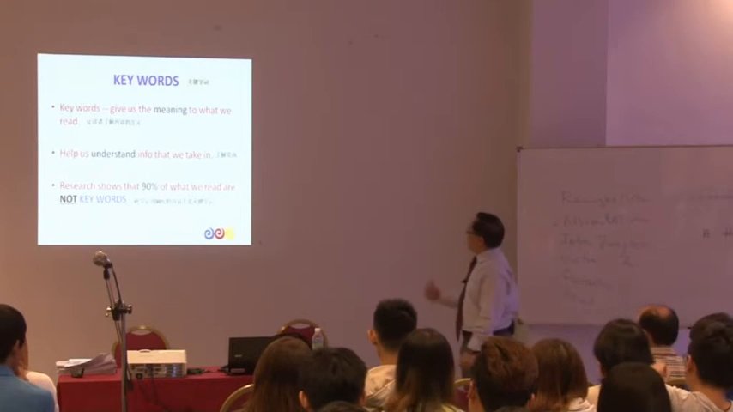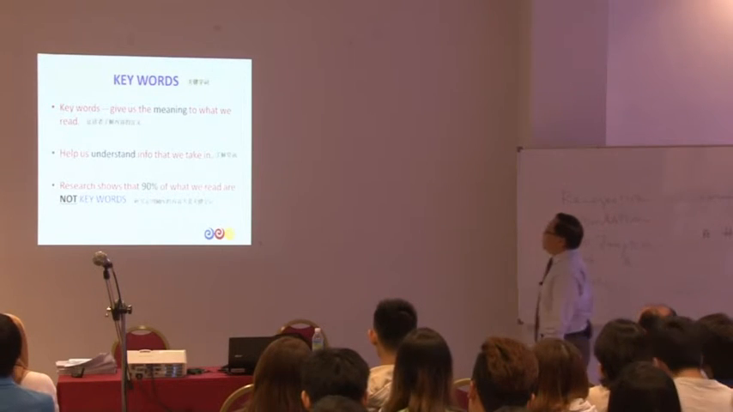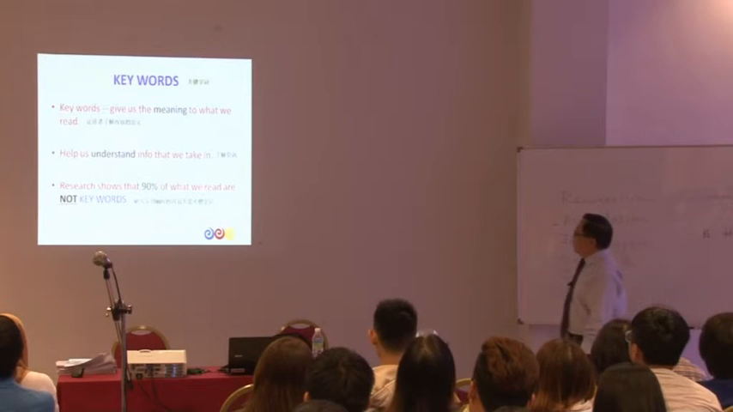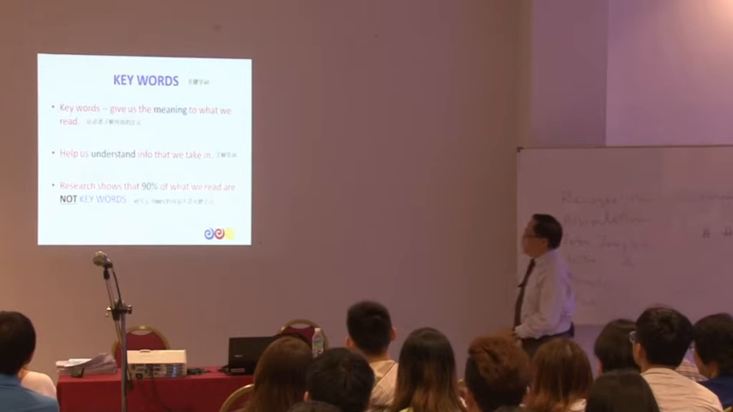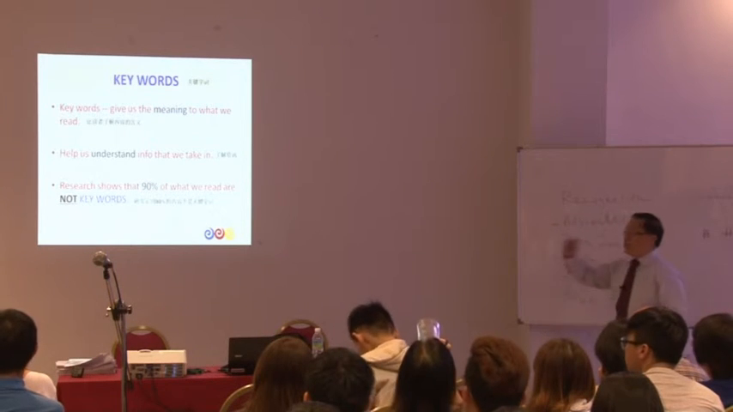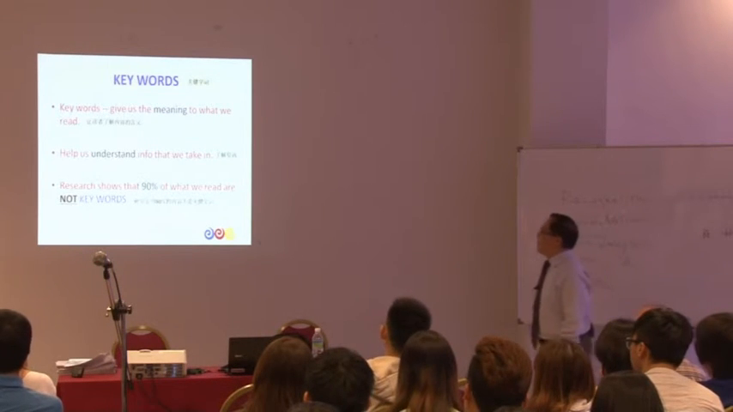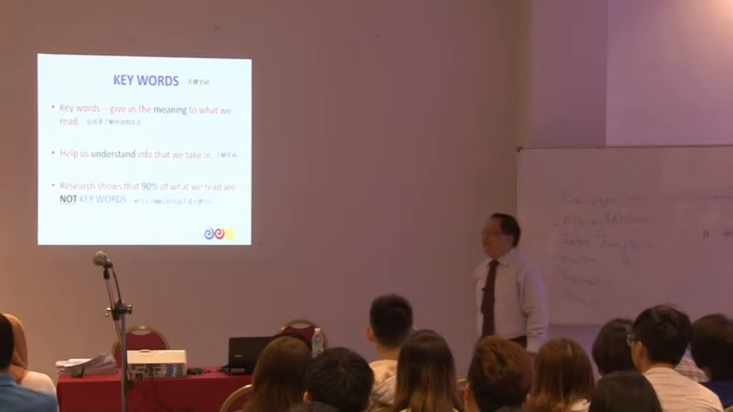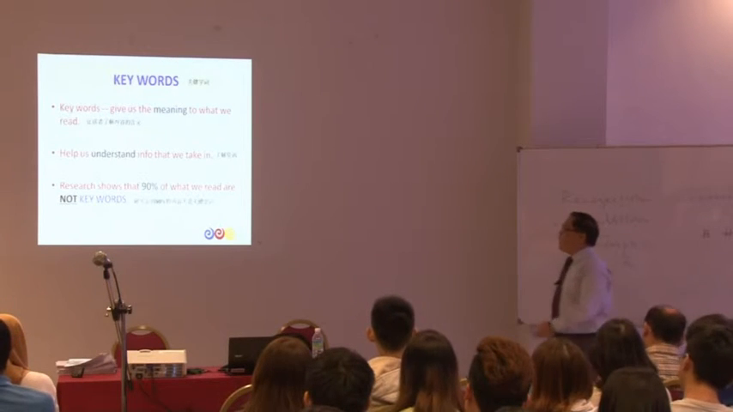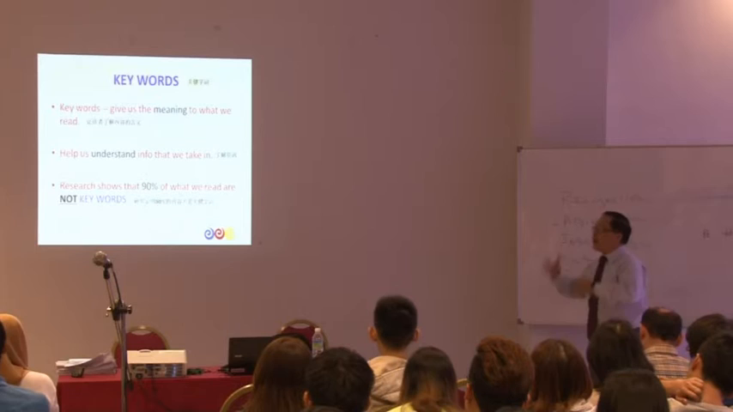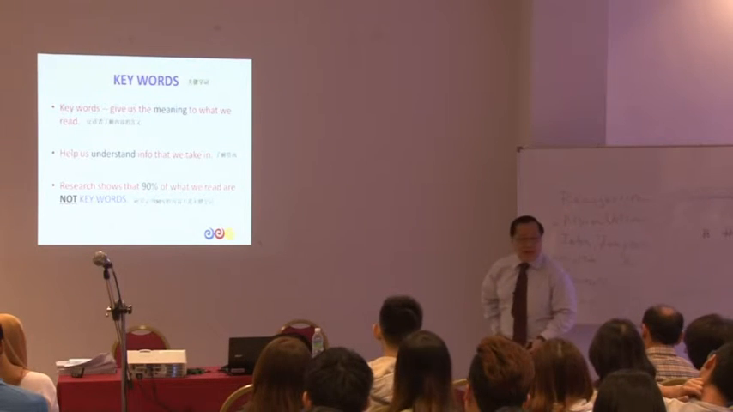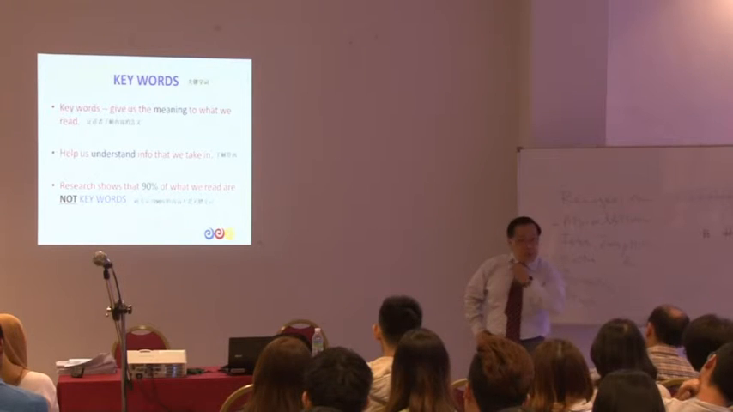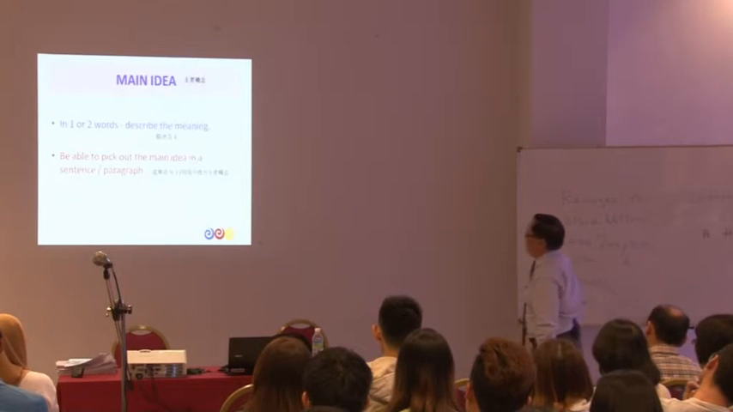Now we want to be able to look at keywords as well. Keywords give us the meaning to what we want to read. They help us understand the information that we take in. Of course, 90% of the words that we read are non-keywords, and so we want to be able to identify them. When we read, what are the things that help us understand that passage? Because certain words like is, are, the, and by themselves have no meaning. We need to be able to identify the keywords.